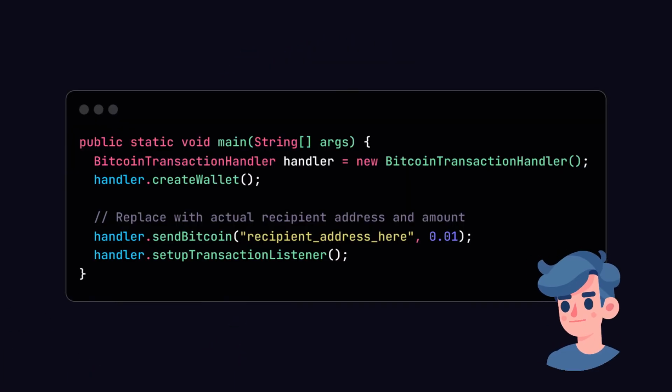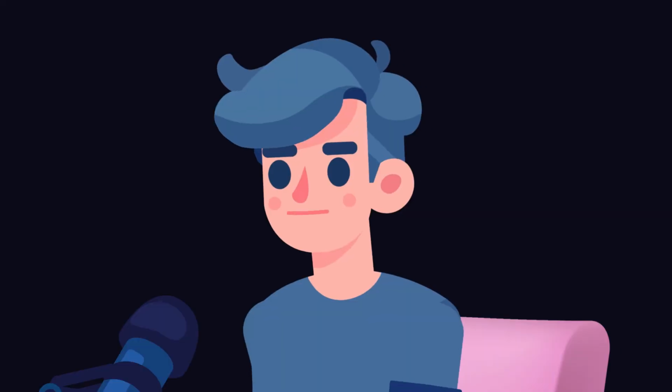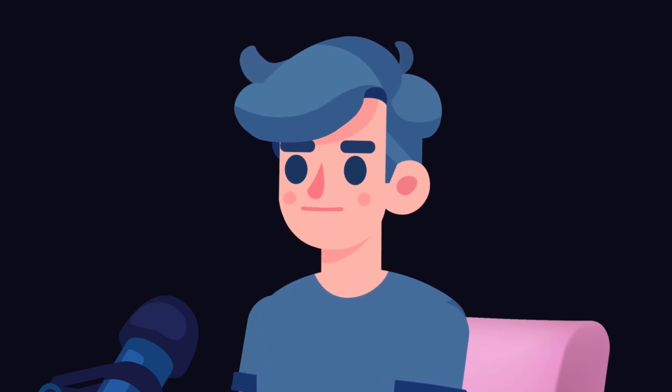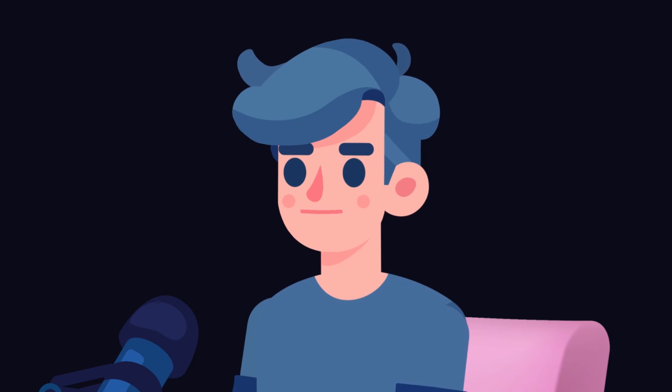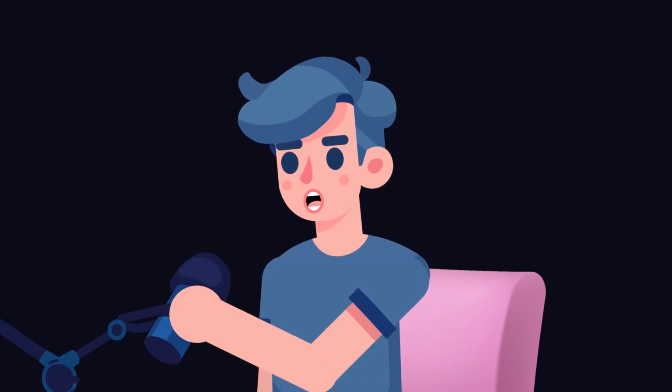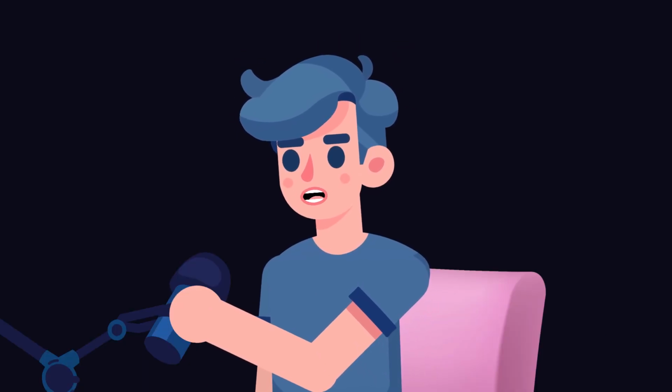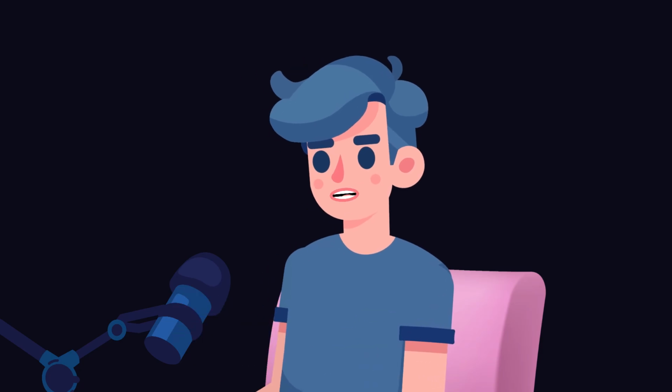For a complete working application, we should integrate everything into a main method. This method will initialize the Bitcoin transaction handler and allow us to create a wallet and send a transaction. In the main method, we create an instance of BitcoinTransactionHandler and call the createWallet method to create our Bitcoin wallet. We also call the sendBitcoin method to initiate a transaction and finally, set up our transaction listener.